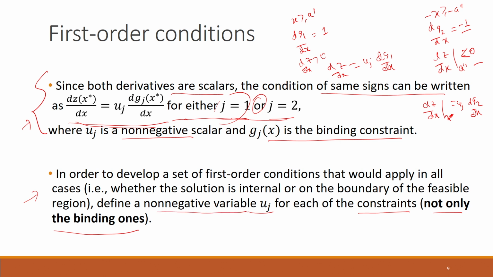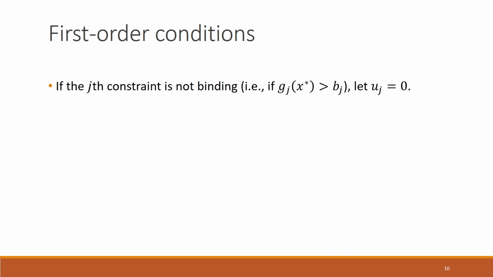So let us look at those conditions where we can do away with this OR, and both u1 and u2 will be defined together. If the jth constraint is not binding, that is gj(x*) is greater than bj, then let us define uj to be equal to 0.